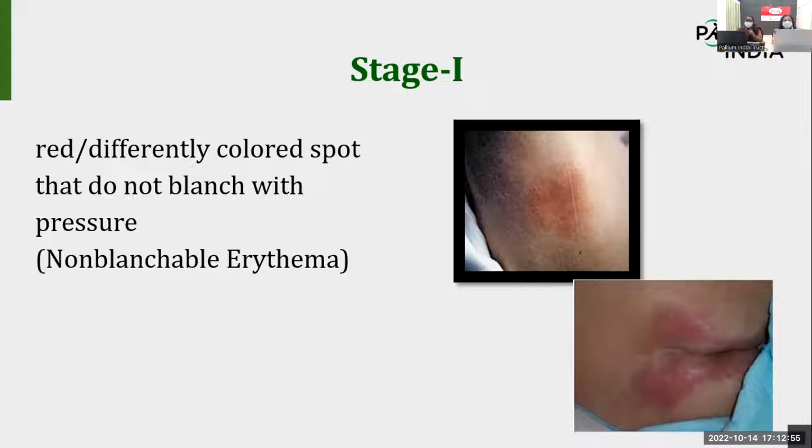So usually that red color is blanching, but if there is a stage 1 pressure ulcer, that red color is not blanching. So that is non-blanchable erythema. If you have seen this kind of stage 1 pressure ulcer, you have to prevent further pressure on that area.